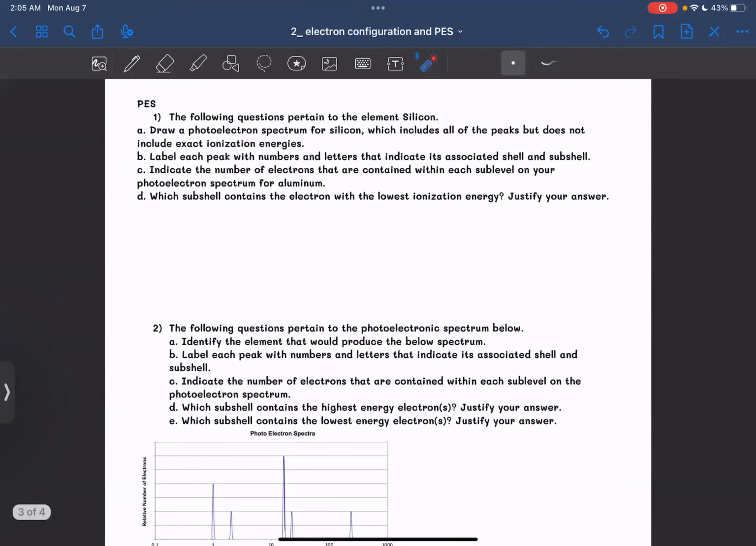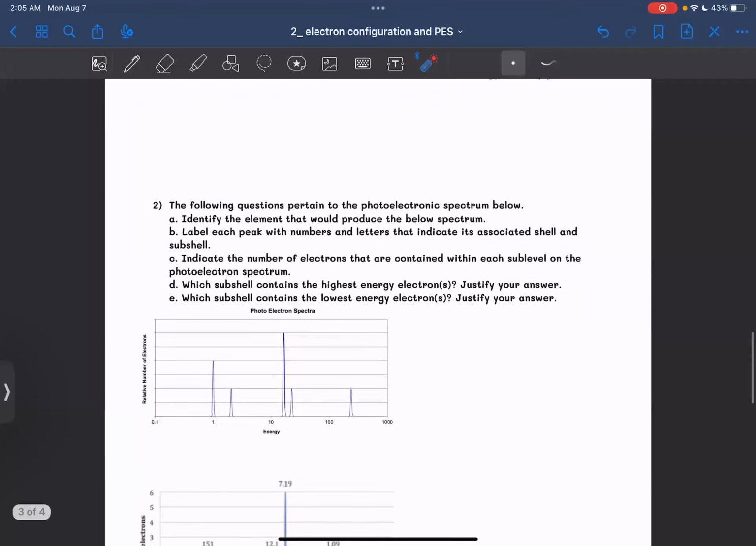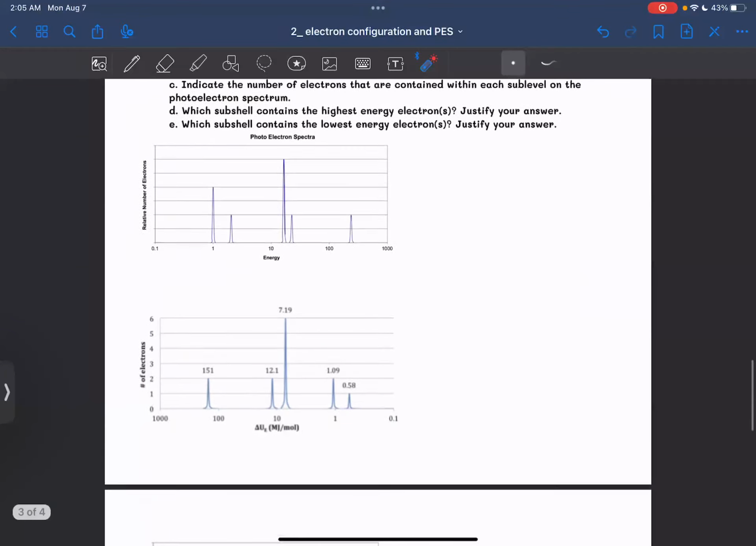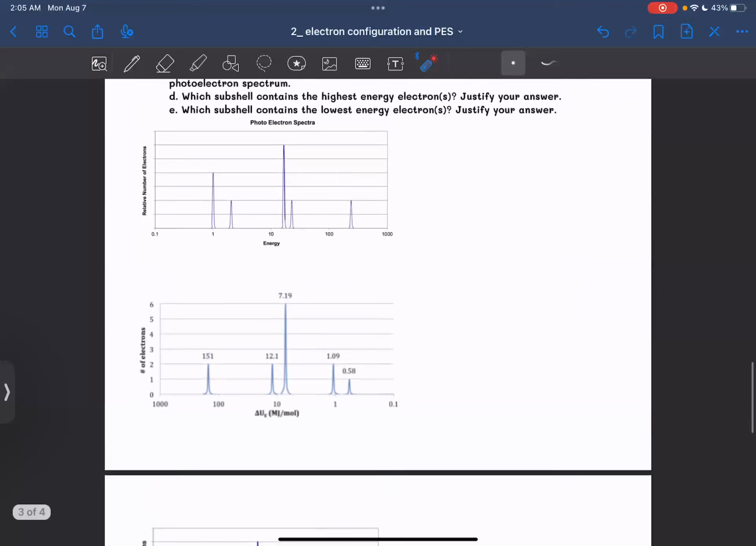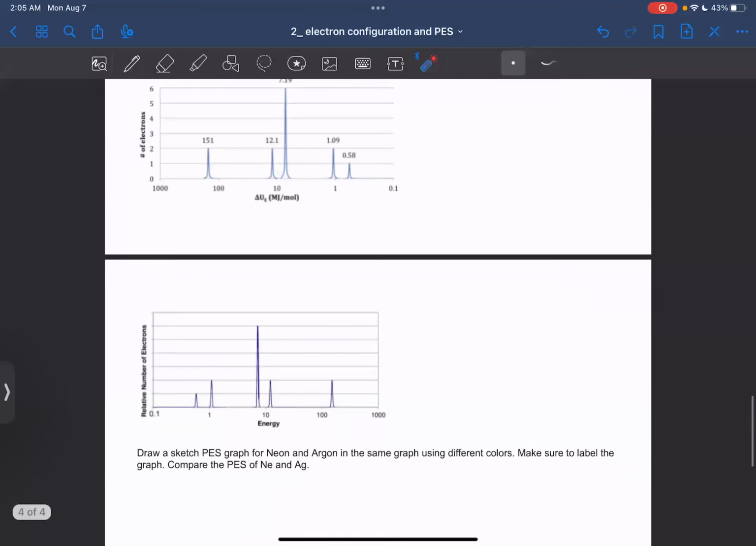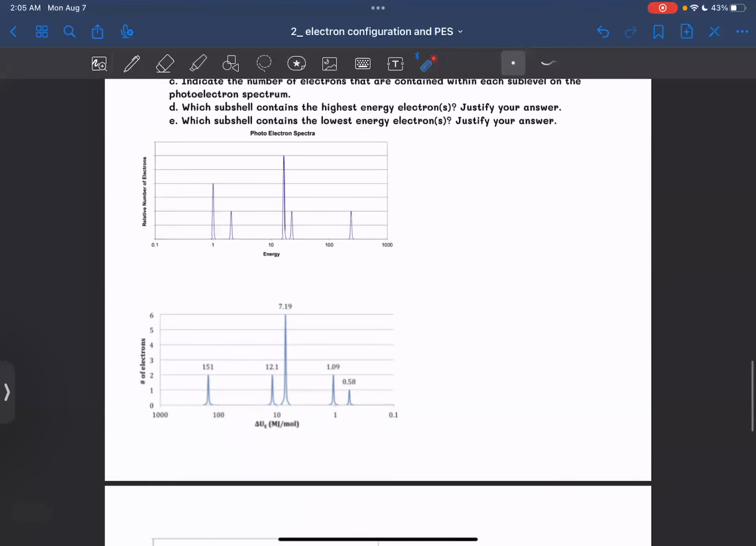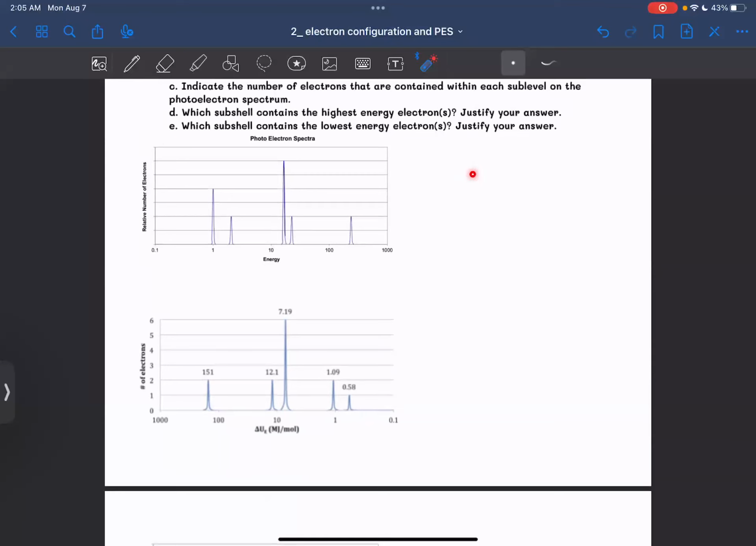Let's talk about PES. PES stands for photoelectron spectrum or spectroscopy. We're not going to draw that yet because I want to first show you what a PES graph looks like. So let's take a look at the number 2 question, because number 2 is really good, because I have a few different ones here, right? So just comparing these two for now.